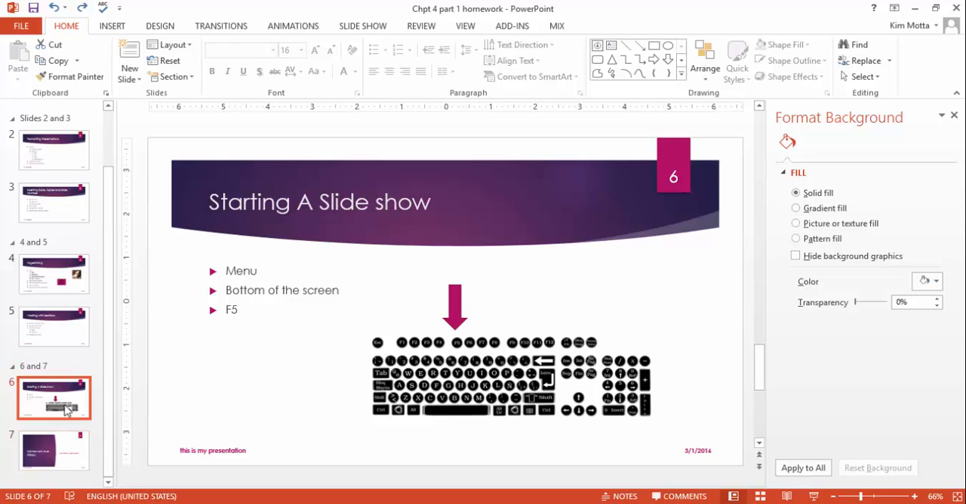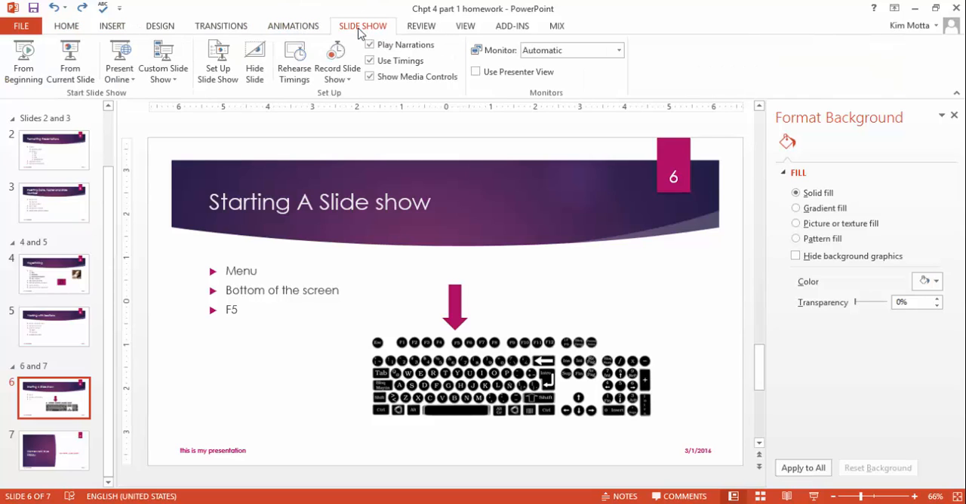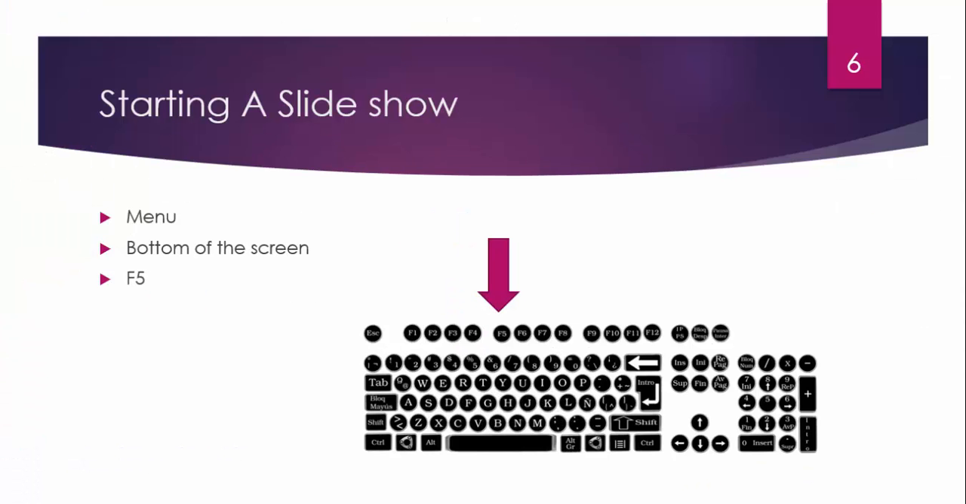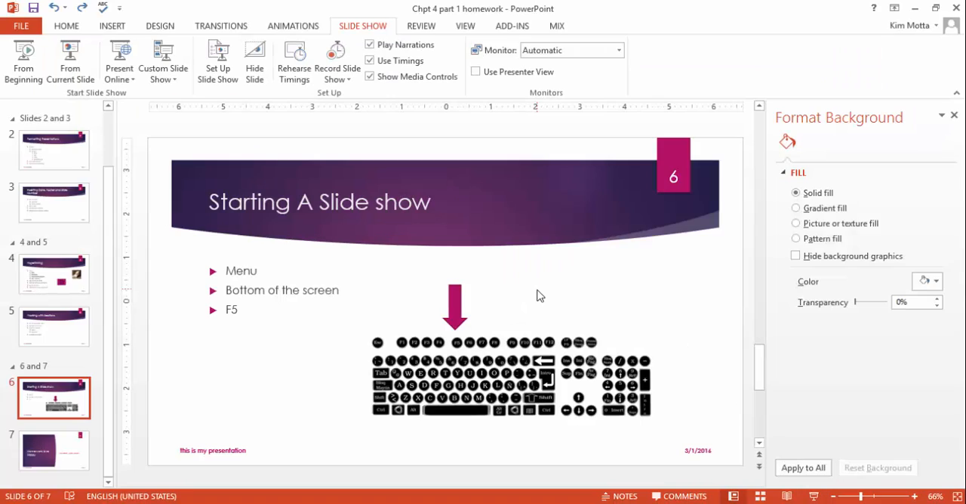Oops. You know this already, or you know some of this. How to start a slideshow. First way is you can go to slideshow and do from the beginning or from current slide. At the bottom of the screen down here, you have a thing that says slideshow. You may also click that and that will start your slideshow wherever you're at.